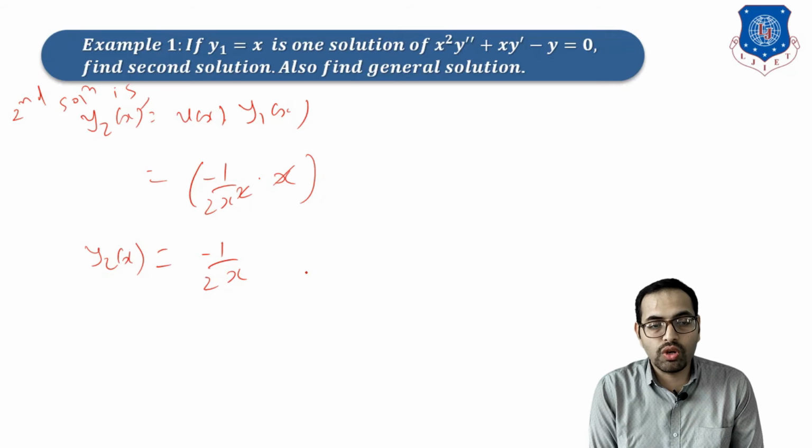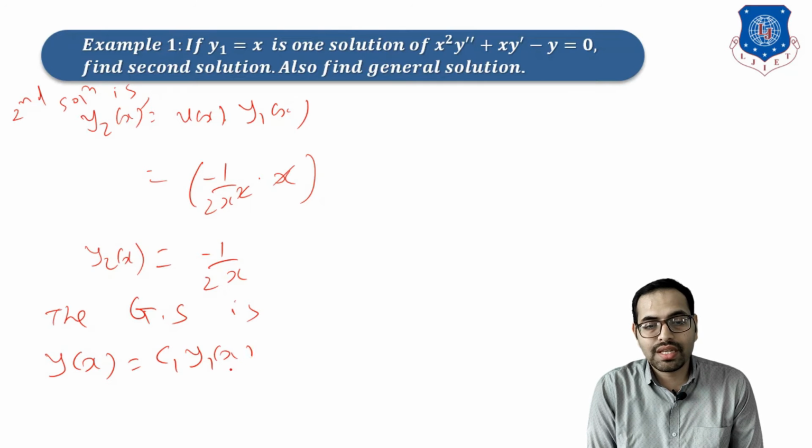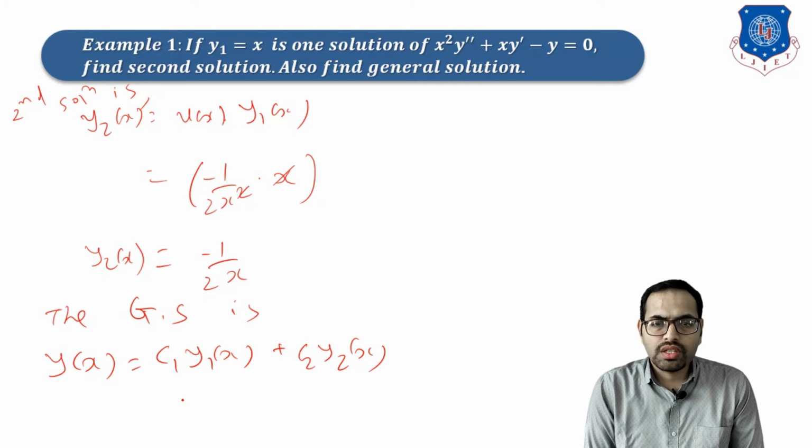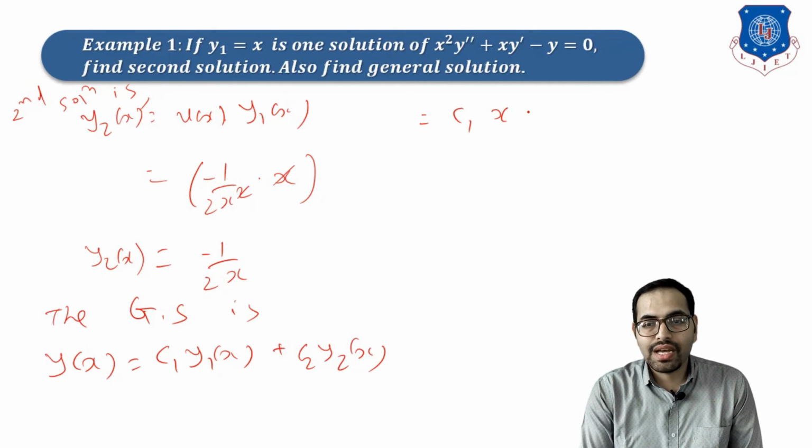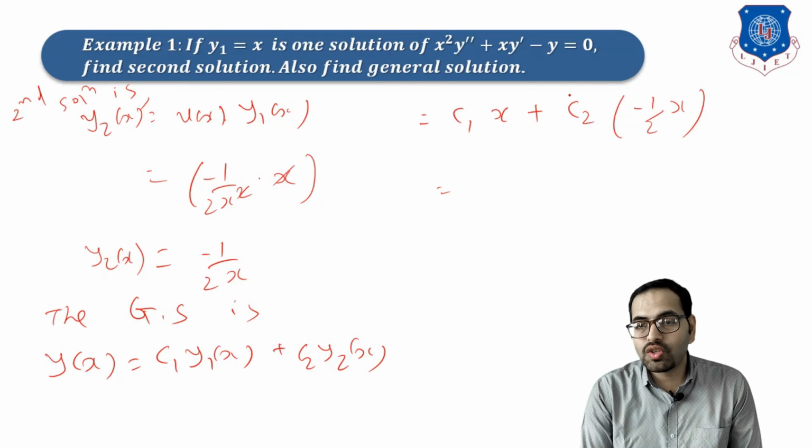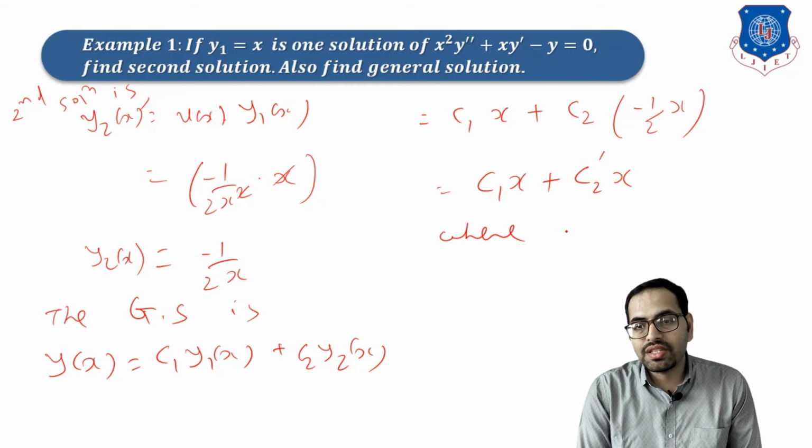Now the general solution is, we have the formula y of x equal to c1 y1 of x plus c2 y2 of x. Just substituting the values of y1 and y2: c1 y1, which is x, plus c2 y2, which is minus 1 half x. Here c2 is a constant and minus 1 half is also a constant. Then constant into constant is another constant, which is c2 dash, into x, where c2 dash equal to minus 1 half c2. This one is our general solution.